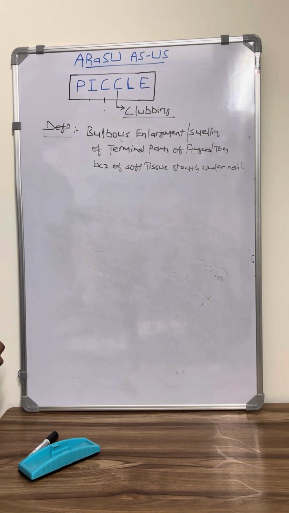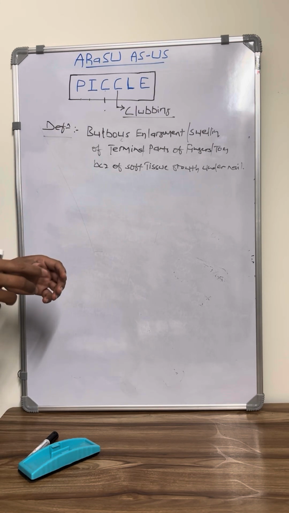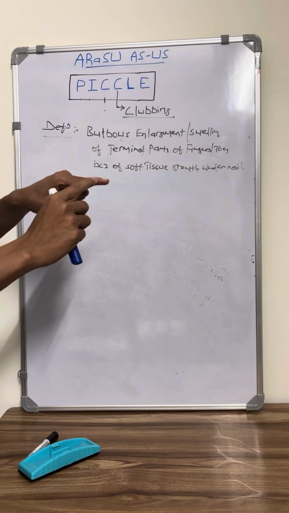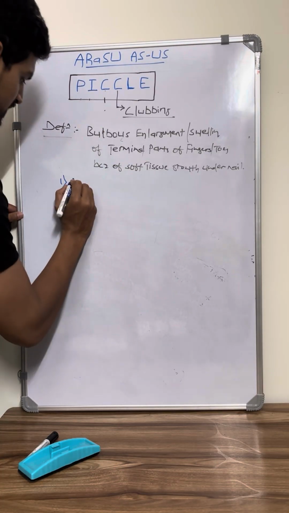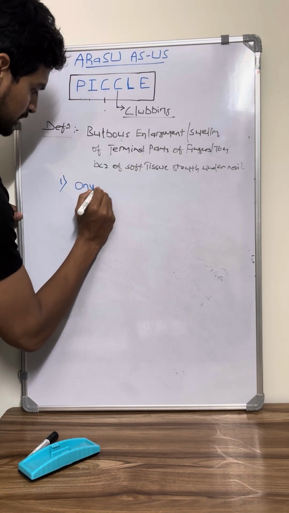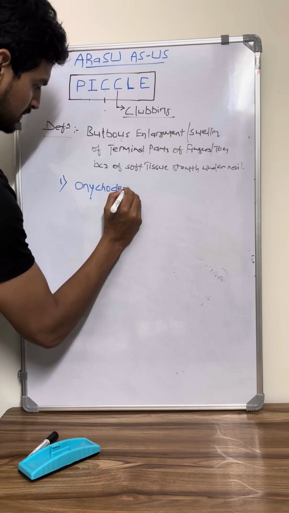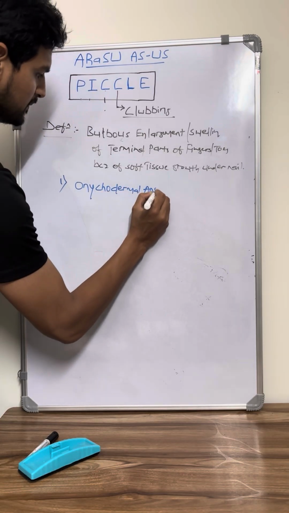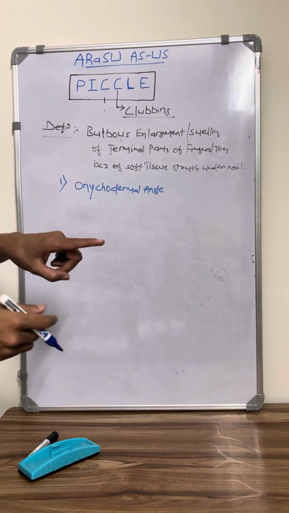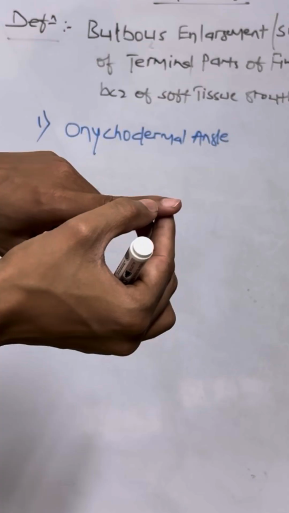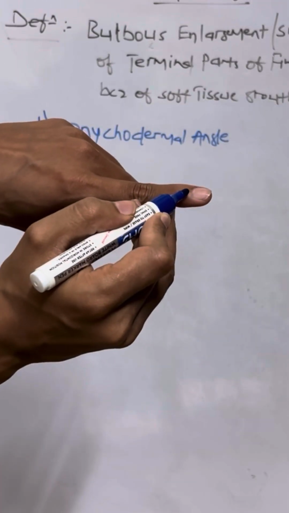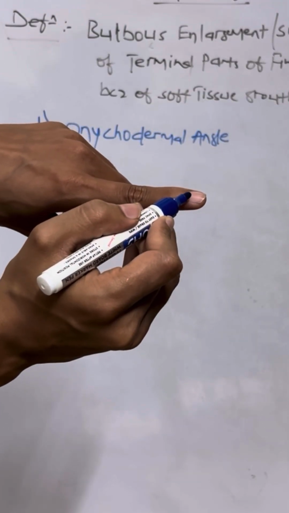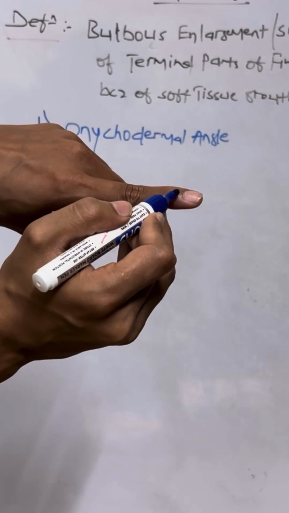And how does it start? So how do you examine clubbing? Mainly we have to start by looking at the onychodermal angle. So the first point to remember in clubbing examination is to observe the onychodermal angle. There will be an angle formation at the junction of the nail and the nail fold, the nail being onycho and the nail fold being derma, skin.